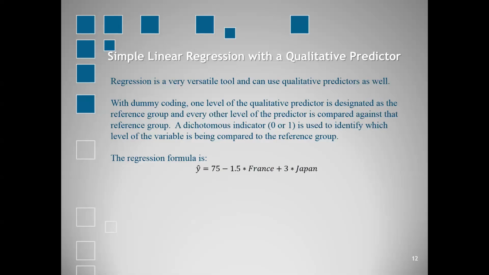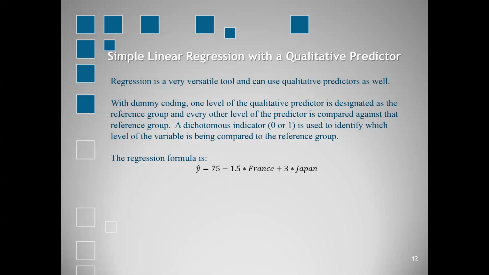So if we want to find the predicted life expectancy for someone born in France, in the above formula, we assign 1 for France, and then for Japan, we give that a value of 0. So this results in the formula y hat is equal to 75 minus 1.5 times 1, because we're talking about someone from France, plus 3 times 0, because we're not interested in anyone born in Japan. This gives us a value of 73.5. So in words, we expect someone born in France to have a life expectancy of 73.5 years.